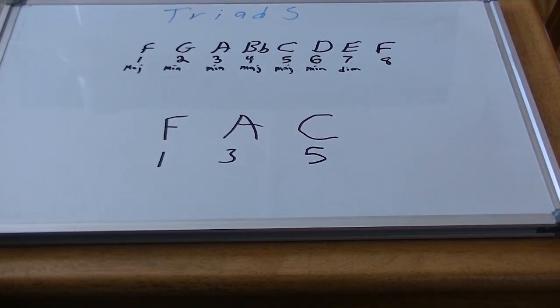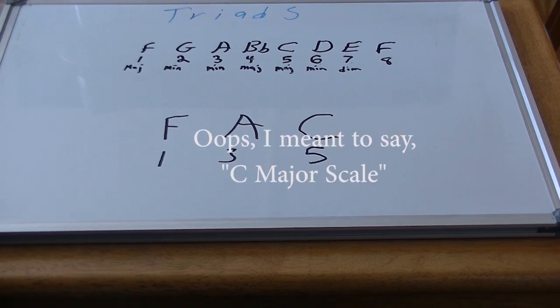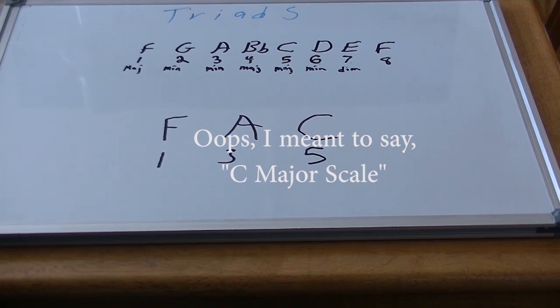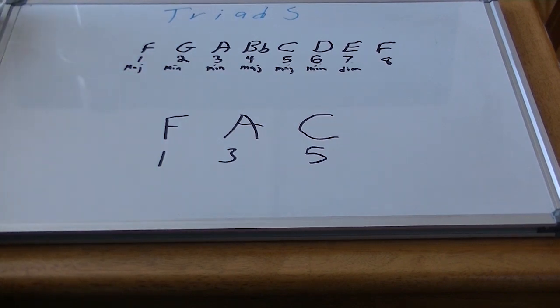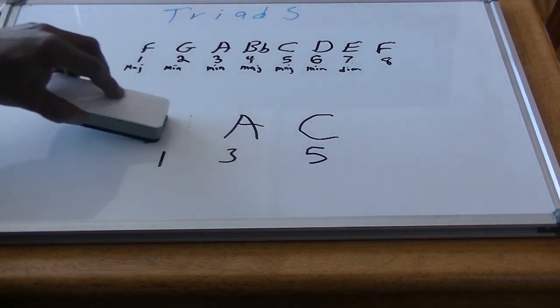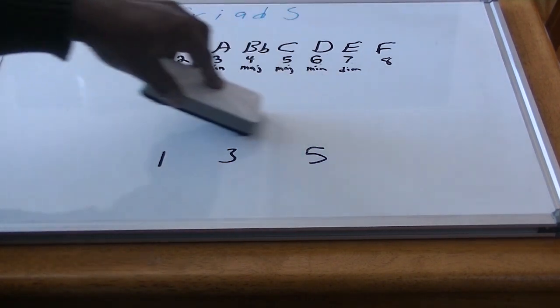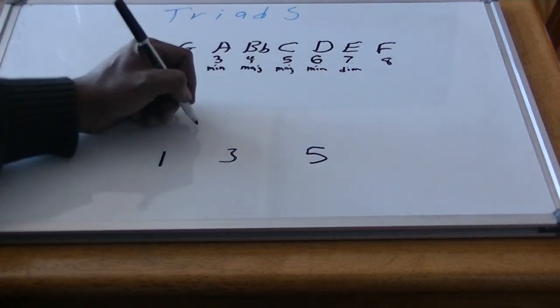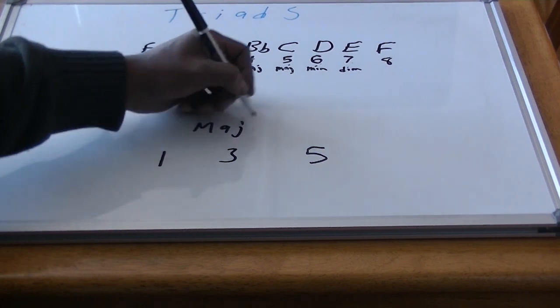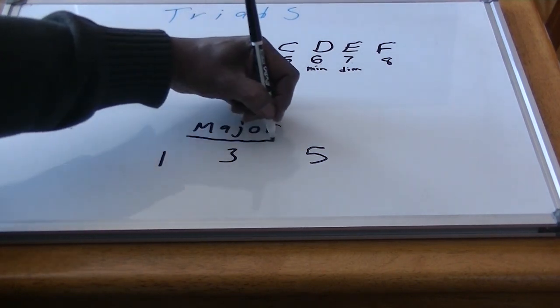You may have recalled that our C major chord consisted of the first, third, and fifth notes of the C major scale. So what this reveals is a formula for deriving a major chord. The formula is to take the first, third, and fifth notes of the major scale. So now we have derived the formula for a major triad.